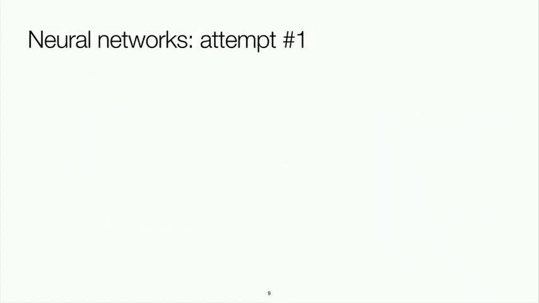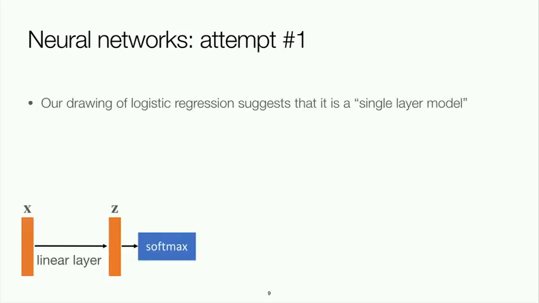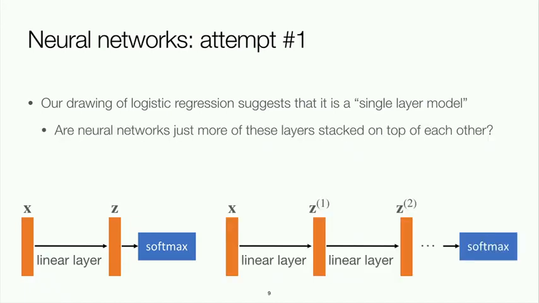All right, let's take some of what we've figured out so far and attempt number 1 at building neural networks. So our drawing of logistic regression, if we draw it in this way, suggests that logistic regression we can think of as a single layer model, okay? It's a single layer that goes from x to z, and then we just pass that z through a softmax in order to get our predicted probabilities, right? And what we were talking about is that deep learning is really just machine learning with multiple layers of transformations. So our neural networks are just more of these layers stacked on top of each other.